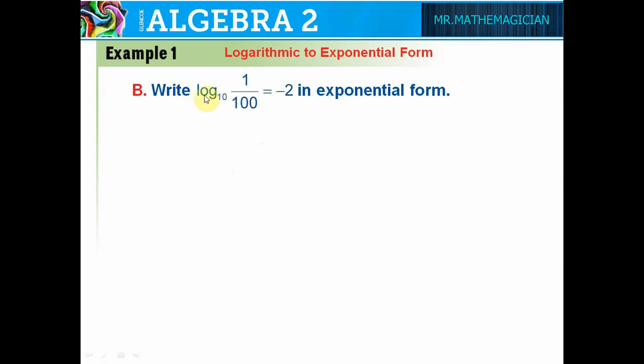Another example: write log 1 over 100 base 10 equals negative 2 in exponential form. You also need to remember the place of the base and the power. This is the base close to the letter G, and this is the power in the answer of log. So how can you write it as exponential? Yes, it will be 10 to the power of negative 2 equals 1 over 100, or 1 over 100 equals 10 to the power of negative 2, the same.